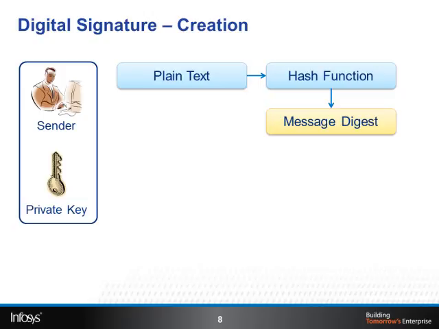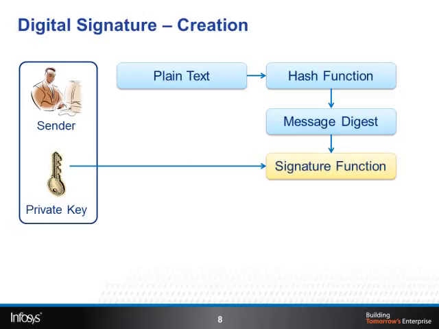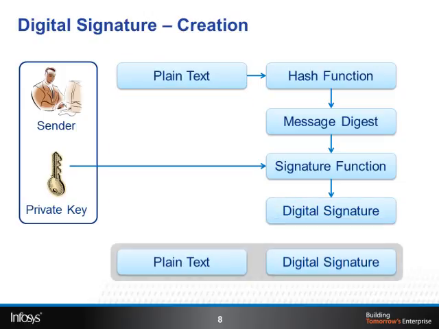Afterwards, the message digest is transformed into a digital signature by applying the signature function using the private key of the sender or signer. The digital signature so created will be unique for the document and the sender, as it is derived from the content of the document and the private key of the sender or signer. Finally, the digital signature created is stored or transmitted along with the e-document.